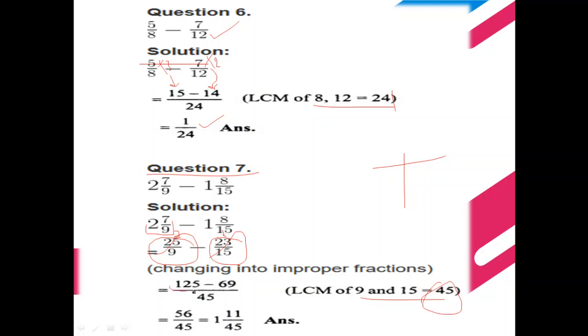We are getting 125. And then also 15 will divide into 45 and then multiply by 23. So here now we subtract. 56 upon 45 is our answer. That is improper, so we have to convert it into a mixed fraction.